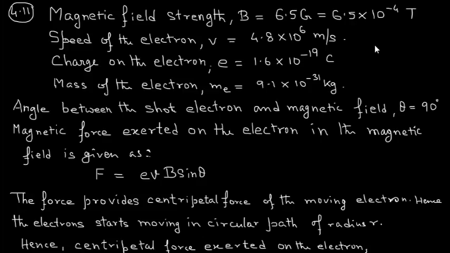So magnetic field strength B is equal to 6.5 G is equal to 6.5 into 10 to the power minus 4 T. Speed of the electron v is equal to 4.8 multiplied by 10 to the power 6 meter per second. Charge on the electron e is equal to 1.6 multiplied by 10 to the power minus 19 coulomb. Mass of the electron Me is equal to 9.1 into 10 to the power minus 31 kg. Angle between the electron's velocity and the magnetic field theta is equal to 90 degree. Magnetic force exerted on the electron in the magnetic field is given as F is equal to e v B sine theta.